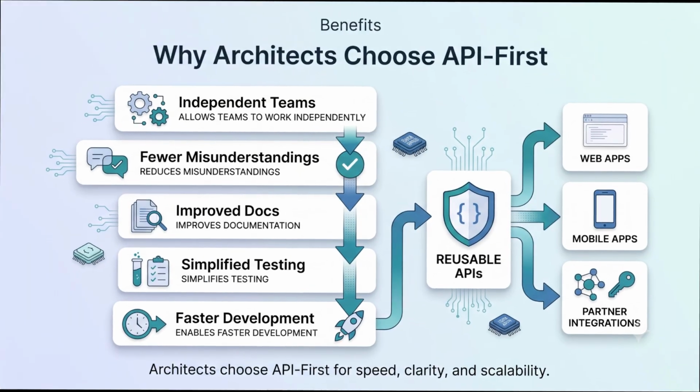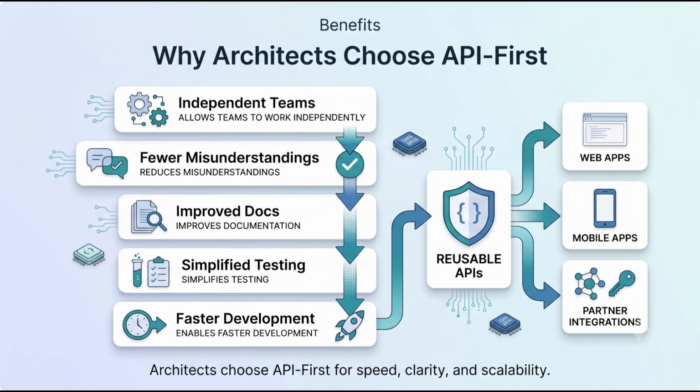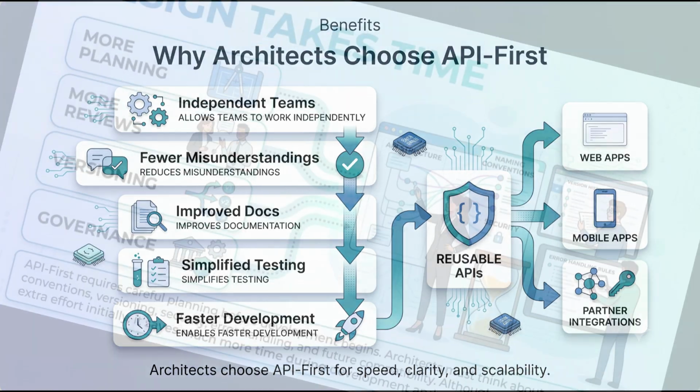API-first architecture allows teams to work independently, reduces misunderstandings, improves documentation, simplifies testing, and enables faster development. It also encourages reusable APIs that can be shared across web applications, mobile apps, and partner integrations.